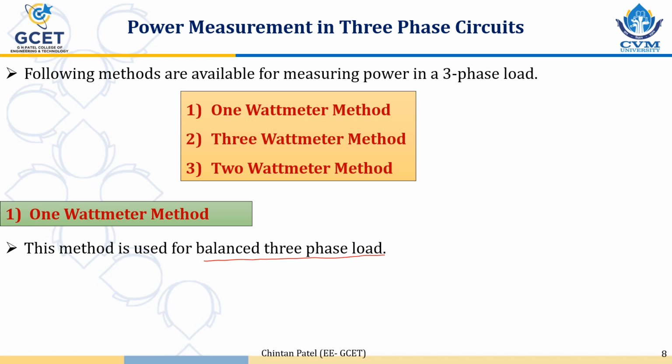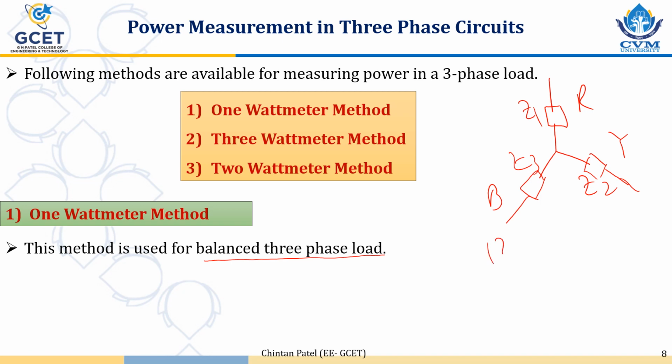What is the meaning of a perfectly balanced load? Let's say we have a star connected load like this. So this is R phase, Y phase and B phase. It is Z1, Z2 and Z3. These three are the impedances. So a balanced three-phase load means all the three impedances are the same in magnitude. That is Z1 is equal to Z2 is equal to Z3, and all the three phases have the same power factor. That means cos phi 1 is equal to cos phi 2 is equal to cos phi 3.